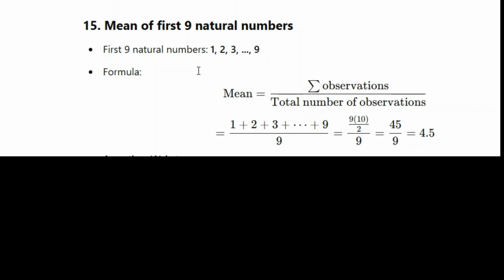Mean is sum of observations by total number of observations. Sum of observations means sum of numbers from 1 to 9. Formula for sum of n numbers is n into n plus 1 by 2. That is 9 into 10 by 2. 9 into 10 by 2 is your 45. 45 by 9 is 5. But answer is given 4.5. So this is your 5. This is false. A is false and B is true.